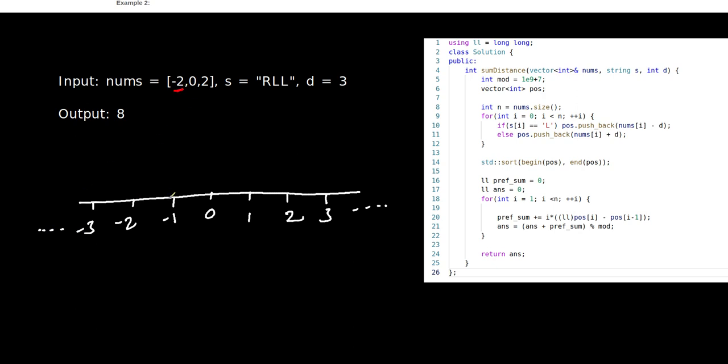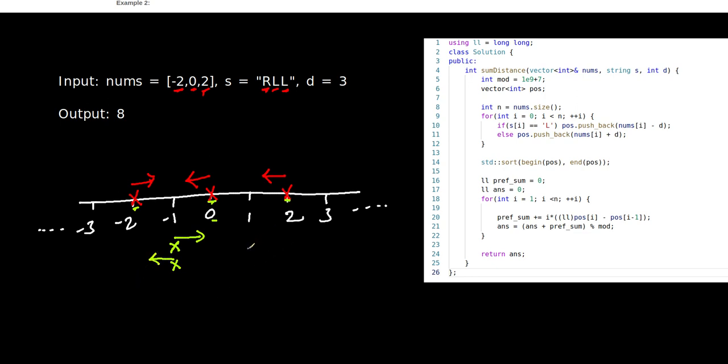We have a robot at -2 with direction to the right, a robot at 0 with direction to the left, and a robot at 2 with direction left. Now after the first second, this robot moves to the left and reaches -1, and this robot also will be at -1, so both of them change the direction. This one was left, so it becomes right, and this one was right, becomes left.